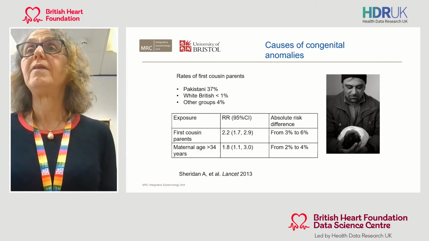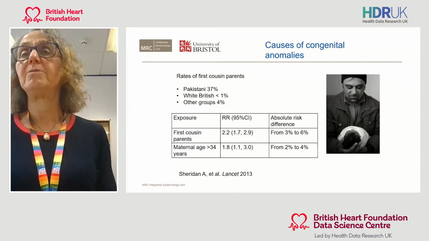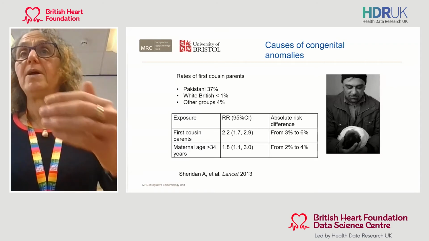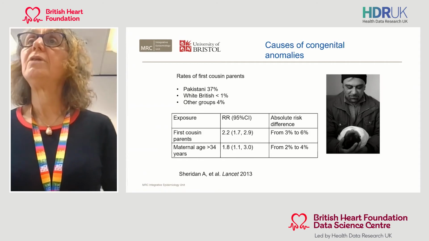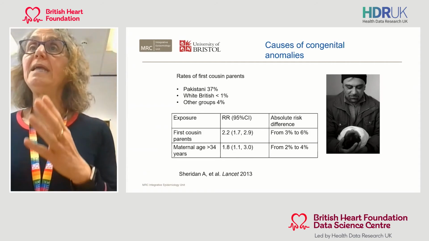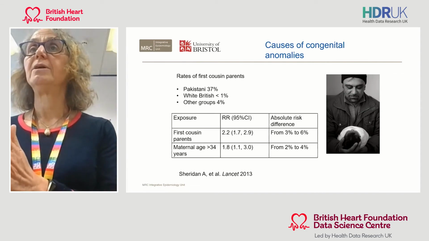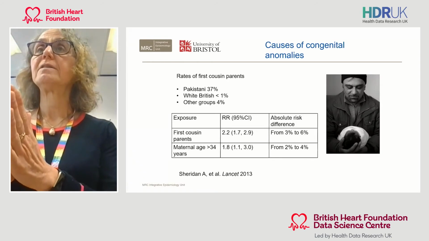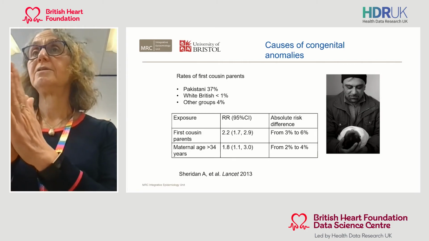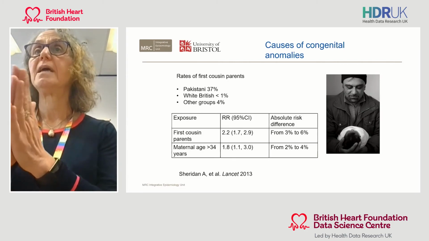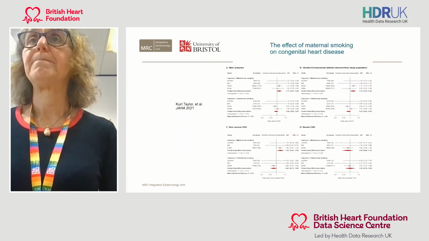For both, there's a doubling of the relative risk of having a child with a congenital anomaly for both first cousin marriage and where the mother's age is over 34 years. Important to note is the absolute risk. So again, for both, the vast majority of children are not born with a congenital anomaly. For the first cousins, it goes from a 3% risk if you're not married to a first cousin to a 6% absolute risk. For the age, it goes from a 2% to a 4% risk.